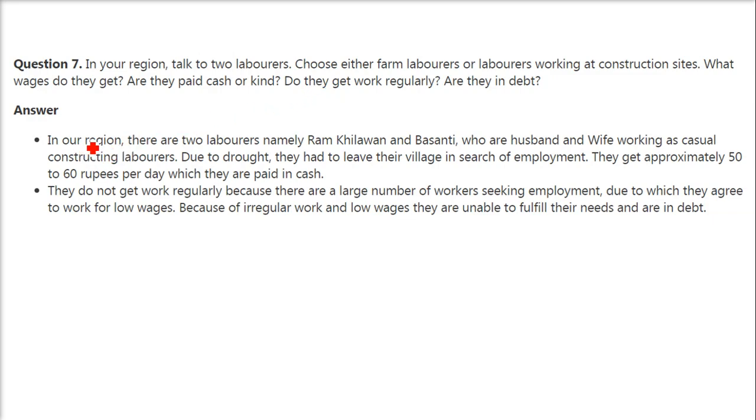I'll just give you a hint on how you can give the answer. You can say in our region there are 2 laborers, namely Ram Khilawan and Basanti, who are husband and wife working as casual construction laborers. Due to drought, they had to leave their village in search of employment. They get approximately 50 to 60 rupees per day, which they are paid in cash. You can change the amount while answering. And they do not get work regularly because there are a large number of workers seeking employment, due to which they agree to work for low wages, as we saw in the previous question. Because of irregular work and low wages, they are unable to fulfill their needs and are in debt.